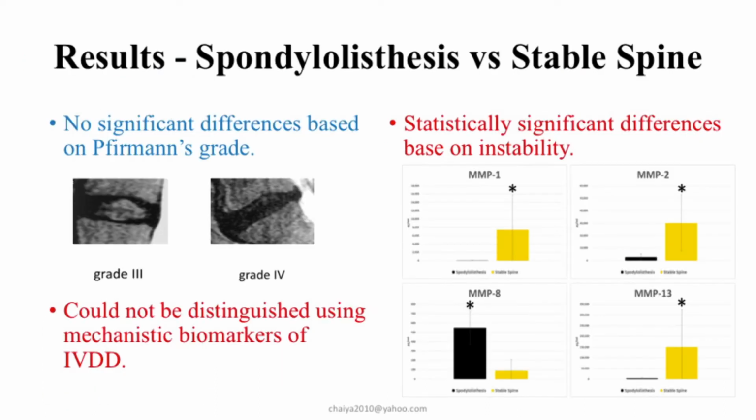Our results found that no significant difference between basal biomarker production by degenerative IVD tissue of Fuhrman grade 3 versus grade 4 disc. However, tissue from degenerative IVD with spondylolisthesis produced significantly higher levels of MMP8 and significantly lower levels of MMP1, MMP2, and MMP13 compared to tissue from stable spine.